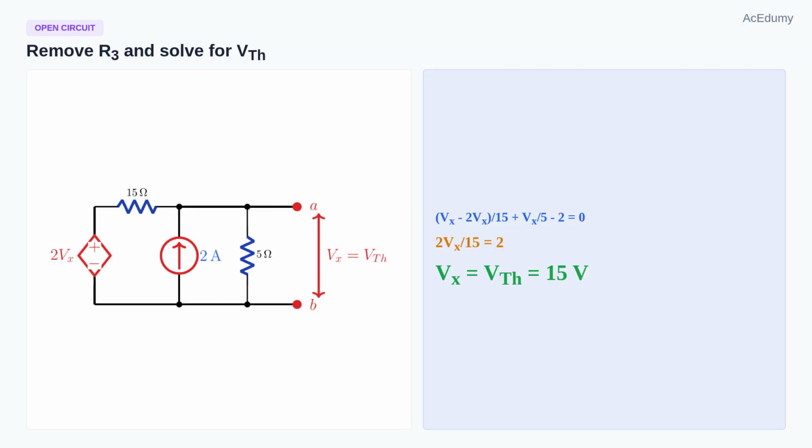Remove the load R3 and find the open circuit voltage. Since Vx is the same as the terminal voltage, write KCL at the top node. Vx minus 2Vx over 15 plus Vx over 5 minus 2 equals 0. This simplifies to 2Vx over 15 equals 2, so Vx equals 15 volts. Thus, Vthevenin is 15 volts.